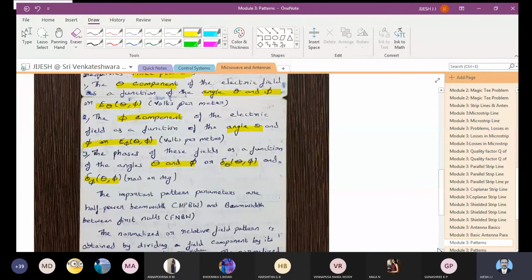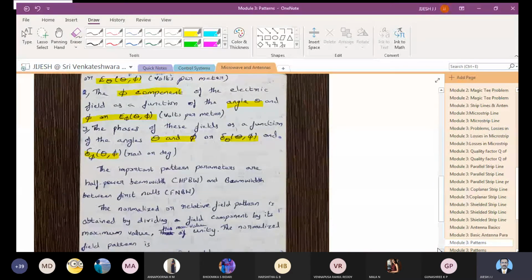The important pattern parameters are two. These are called the pattern parameters, and in problems you will be asked to find out the half power beam width and the beam width between first null. Sometimes the abbreviations HPBW and FNBW are used in the question paper, so don't get confused with that. It is half power beam width, and the next one is beam width between first null. These are the two things you have to find out. The important pattern parameters are half power beam width and first null beam width.